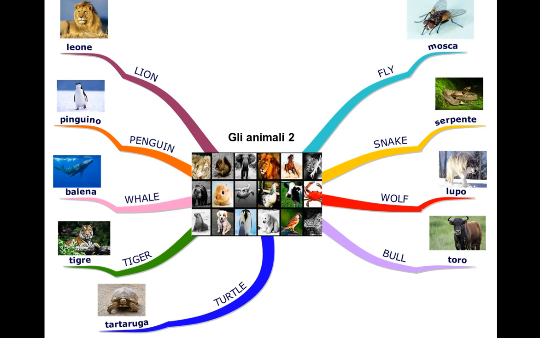Very well. Now we will review all the new words we learned in this lesson. Mosca, serpente, lupo, toro, tartaruga, tigre, balena, pingüino, leone.